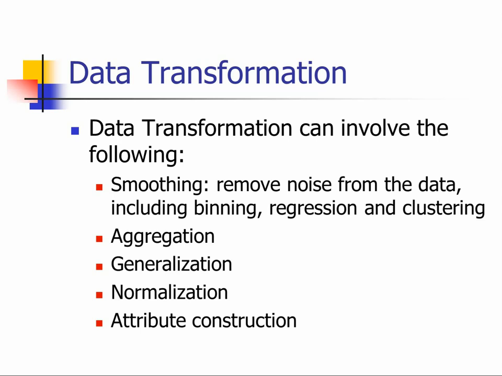So this is a very important topic. Before moving to the data mining process, we need to transform our data so that the programs can do those calculations easily. Therefore, there are several things that can be done in the data transformation step. One is smoothing, which removes noise from the data, including binning, regression, and clustering. We can do aggregation, generalization, normalization, attribute construction, etc.